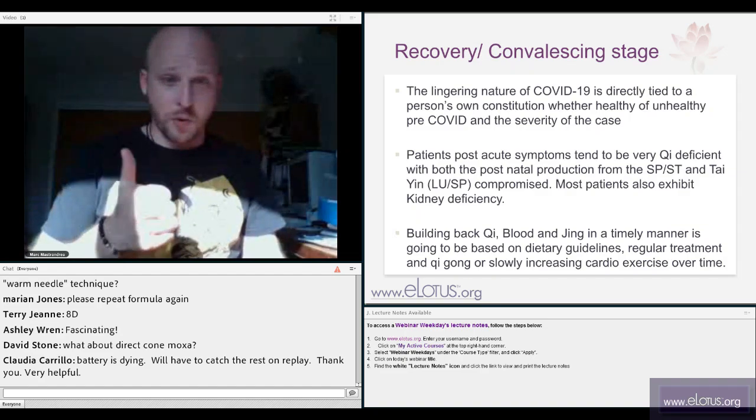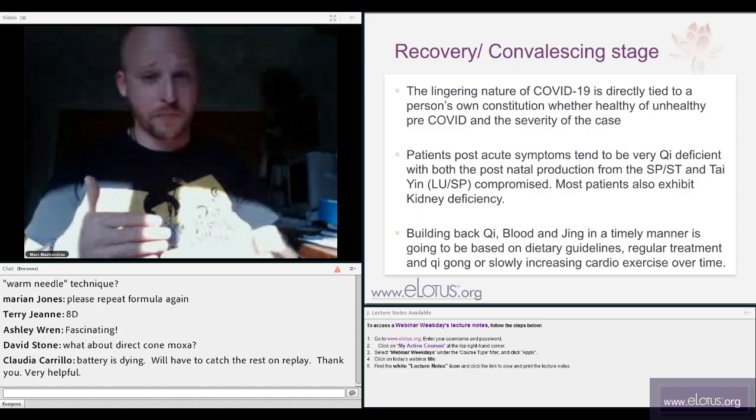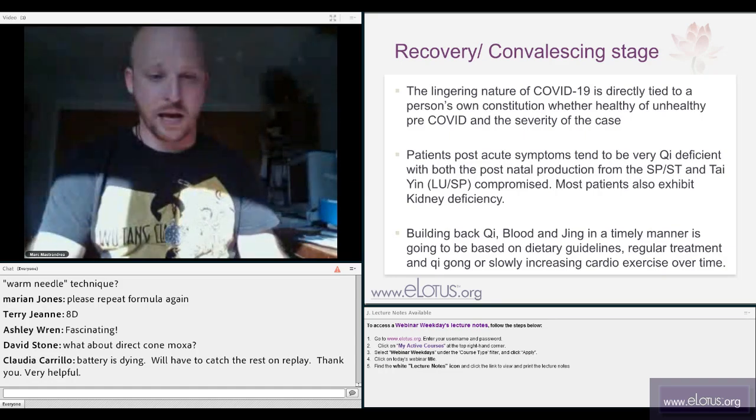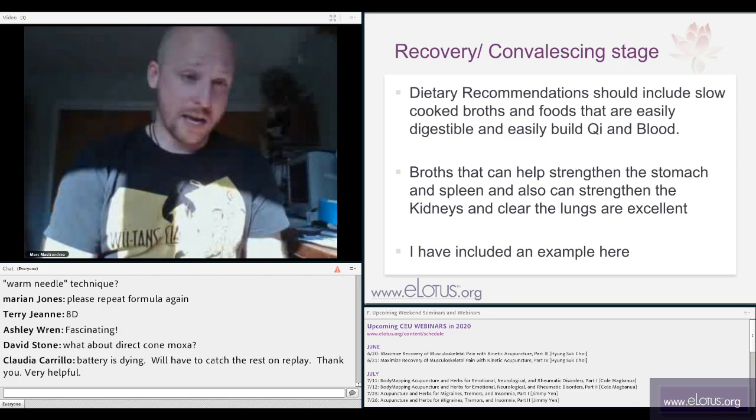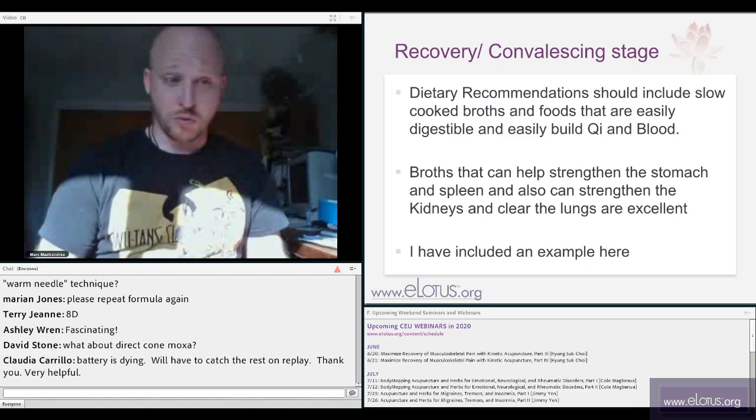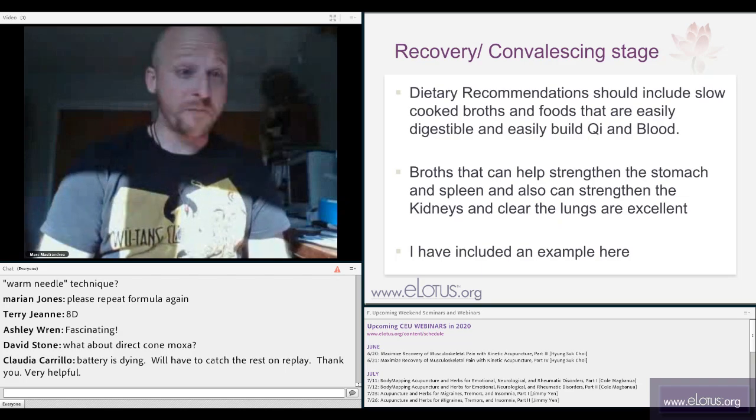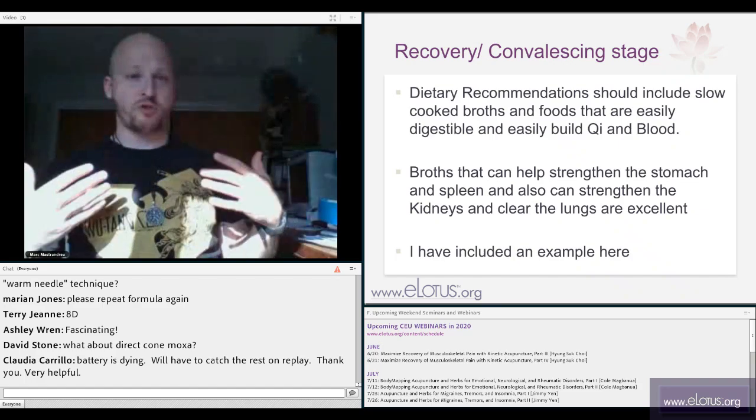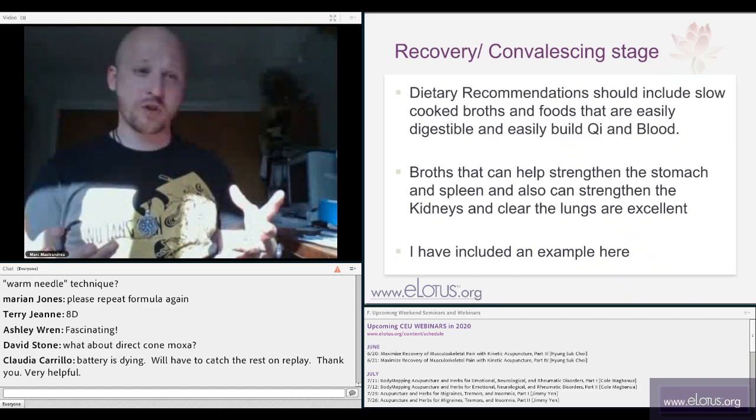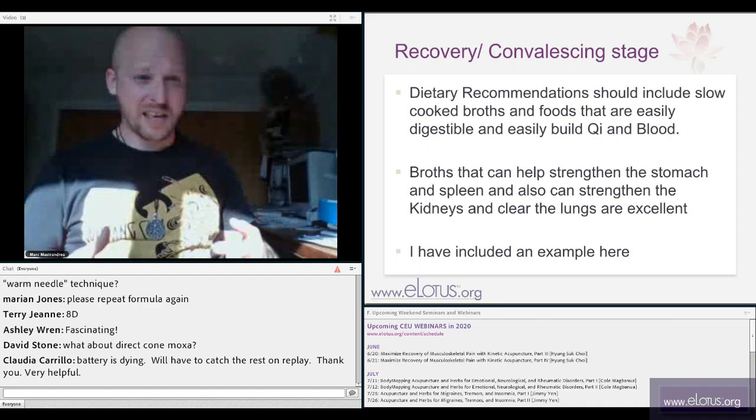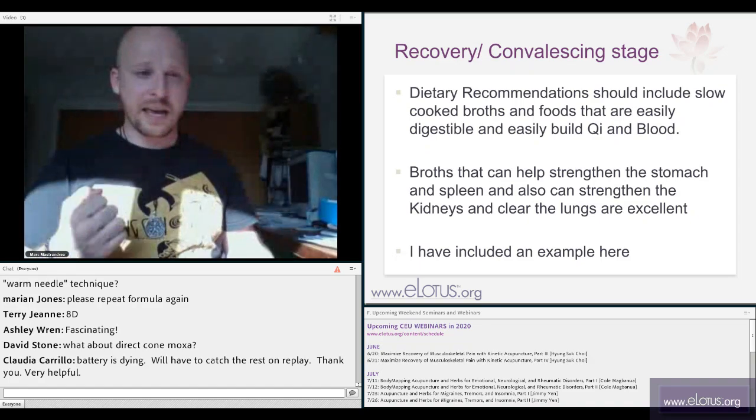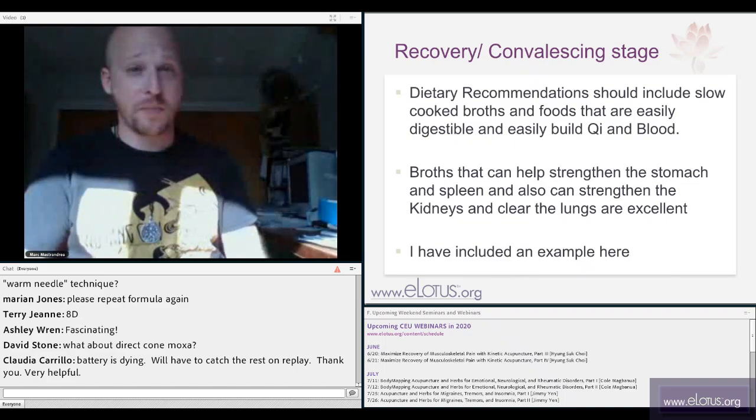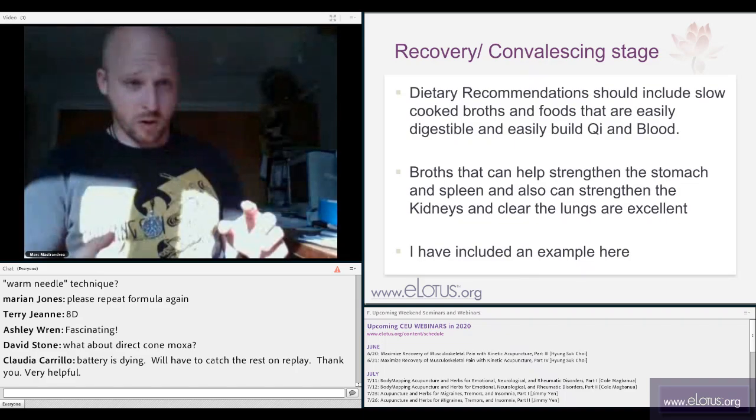Qigong, really important. And slowly, as they're feeling better, increasing cardio exercise over time to strengthen the lungs. Dietary recommendations for convalescence should include slow-cooked broths and foods that are easily digestible and easy to build qi and blood. Broths can be helpful to strengthen the stomach and the spleen because they're already broken down so much, it's easy to transform those nutrients. It's easy to get them. You don't have to worry about the spleen having to work so hard or the stomach having to work so hard. They can strengthen the kidneys because the broths are oftentimes made with a lot of things that strengthen the kidneys. We'll go over some of that.